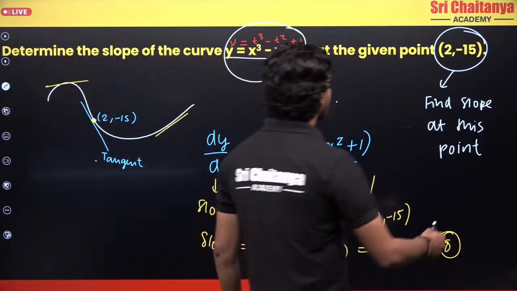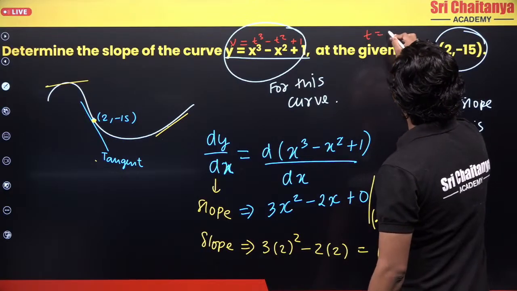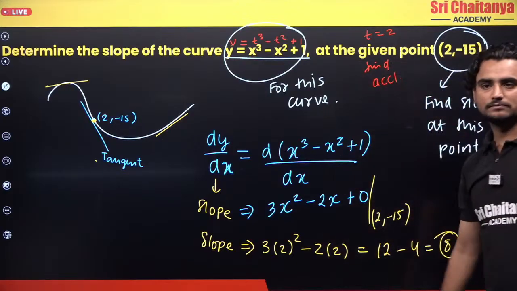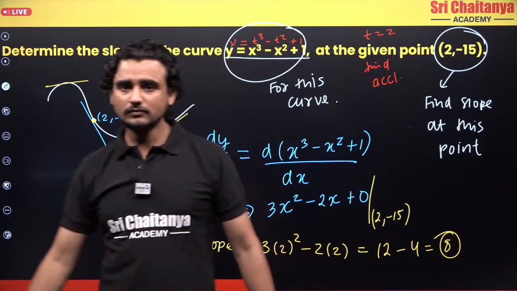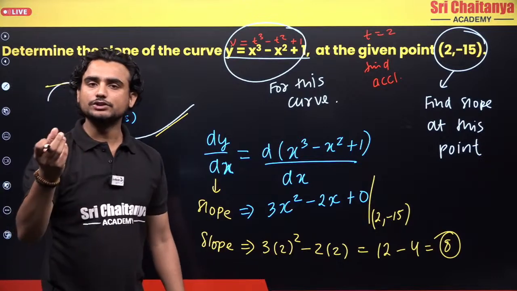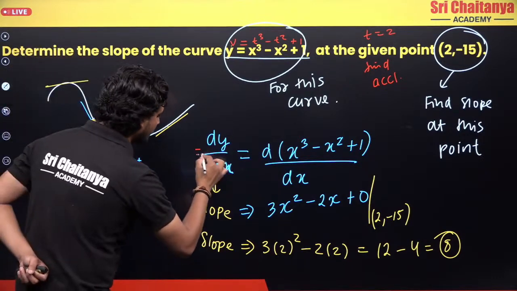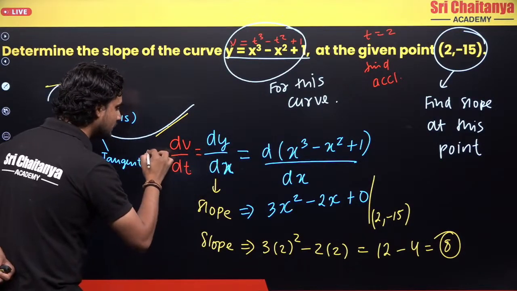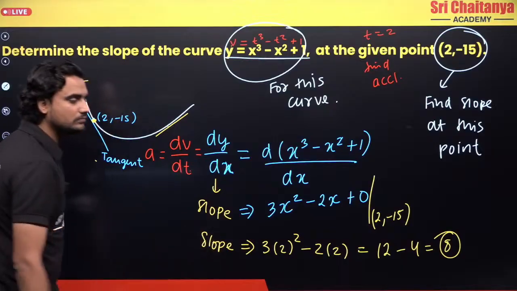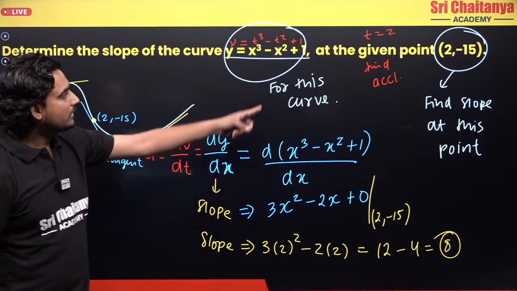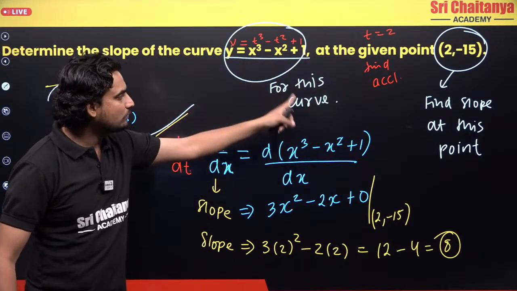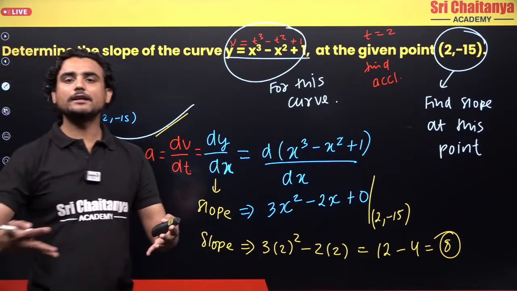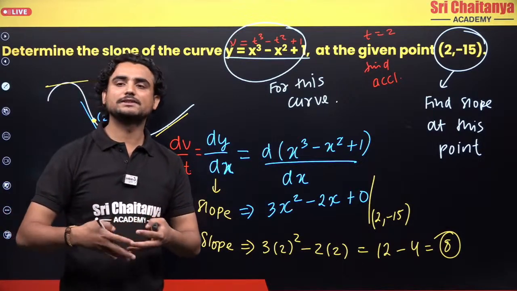So what type of question can I ask? I can ask that at t equals 2, find acceleration. I will get the same answer for this question, because dv by dt, that is the rate of change of velocity with respect to time, is basically acceleration, and I am finding the acceleration. So acceleration at t equals 2, basically x equals 2, is 8. You understand? See, this is where the physics and maths will meet.